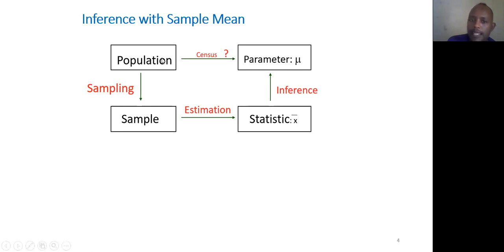Therefore, rather than going to the parameter by using a census, it is better to go this direction: taking a sample from the population, estimating the sample statistic, and then referring to the population parameter rather than doing it directly.